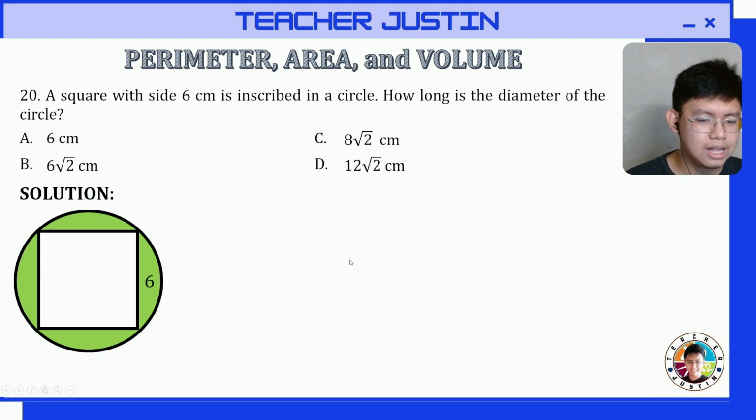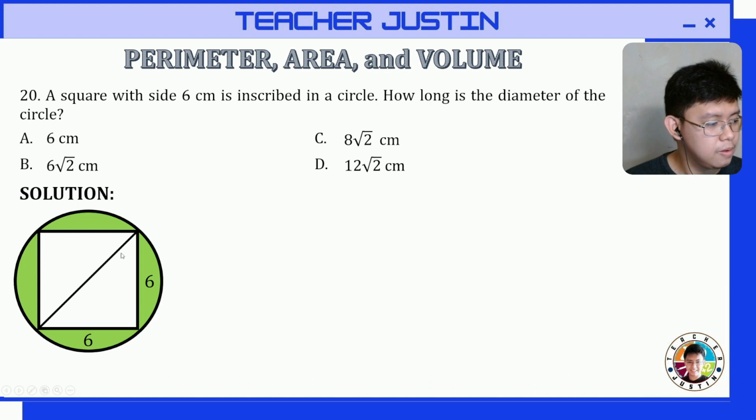So, yung length and width natin ay equal. So, pareho silang 6. Now, the question here is, how long is the diameter of the circle? So, kunin natin yung diameter. And if we're going to look at our figure, to get the diameter, pwede nating kunin yung diagonal ng ating square. So, pag kinuha natin yung diagonal ng square natin, okay, makukuha din natin yung diameter ng ating circle.